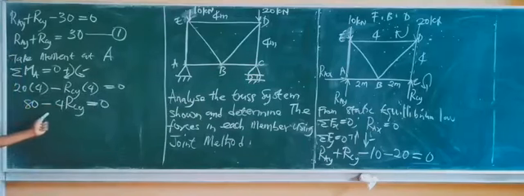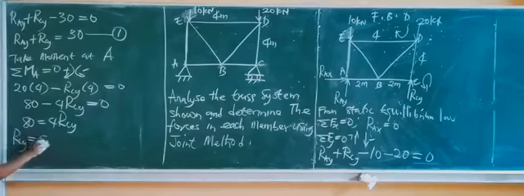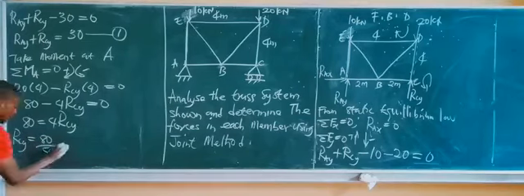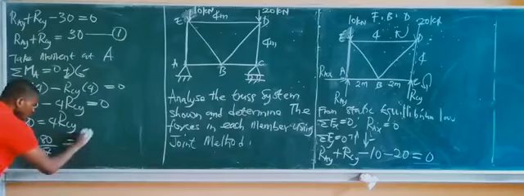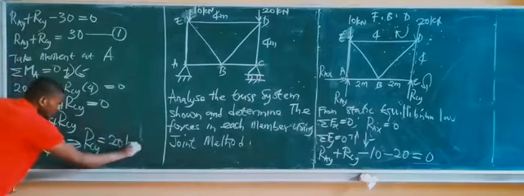Sending minus 4 RCY to the other side, the negative becomes positive. I simply have 80 equals 4 RCY. To make RCY the subject, divide both sides by 4. That implies RCY is 80 divided by 4. Therefore, RCY is 20 kilonewtons.